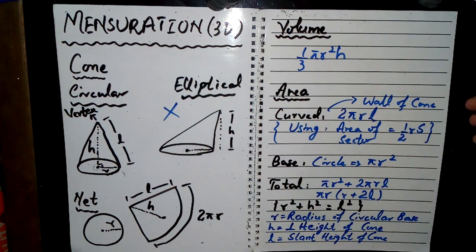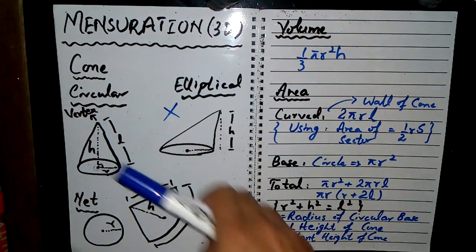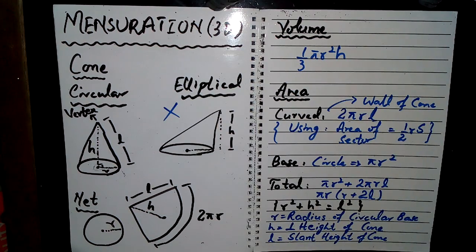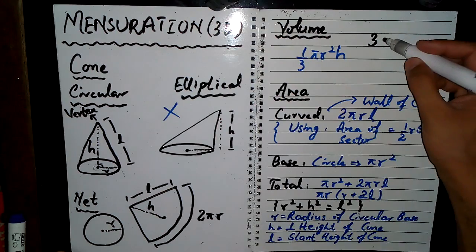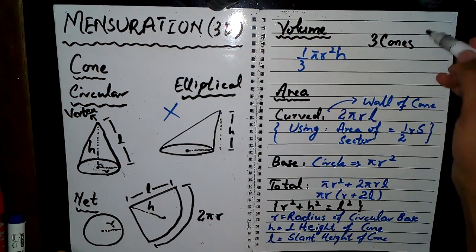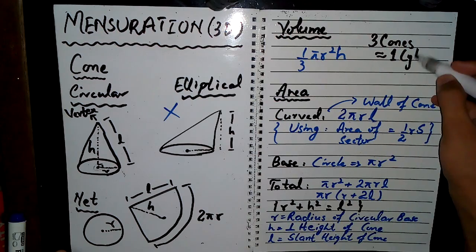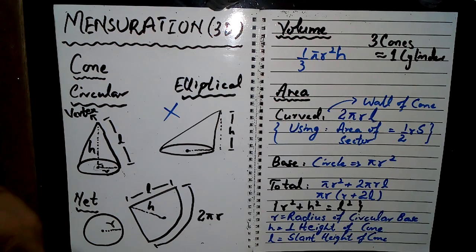While the volume for the cone is very easy: 1/3 pi r square h. We can clearly see that if two shapes, like a cylinder and a cone, have the same base and height, then 3 cones will be equal to 1 cylinder. So the volume contained by one cylinder can be contained in 3 cones.